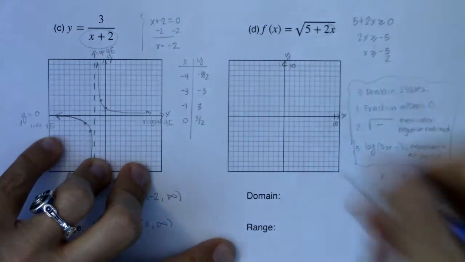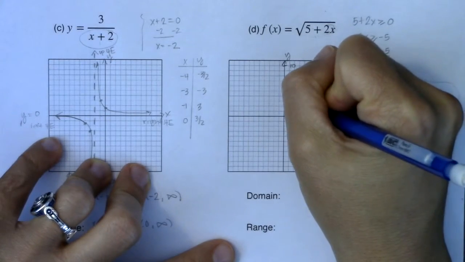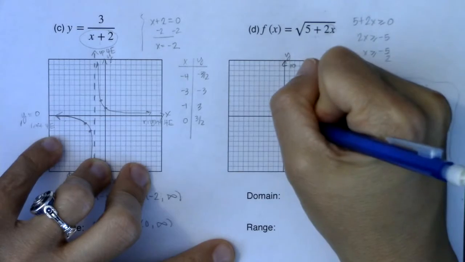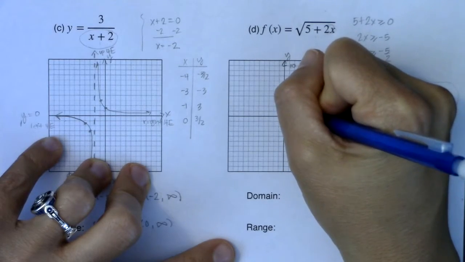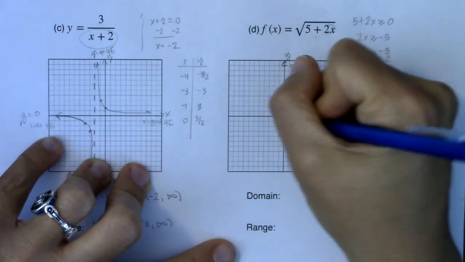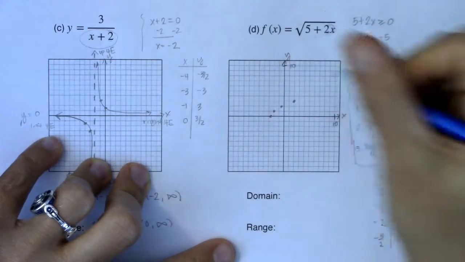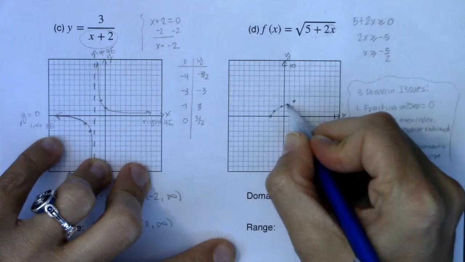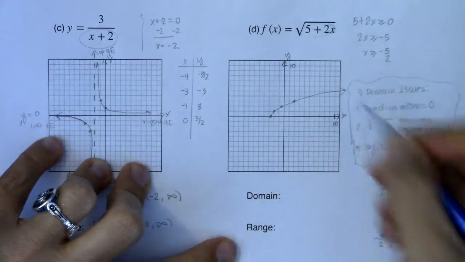let's see what we have. So I have 2, 3. I have negative 1/2, 2. I have negative 2, 1. And I have negative 5 halves, 0. Okay, it's looking something like that.